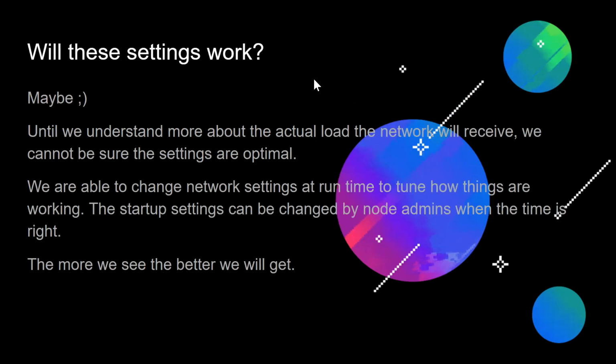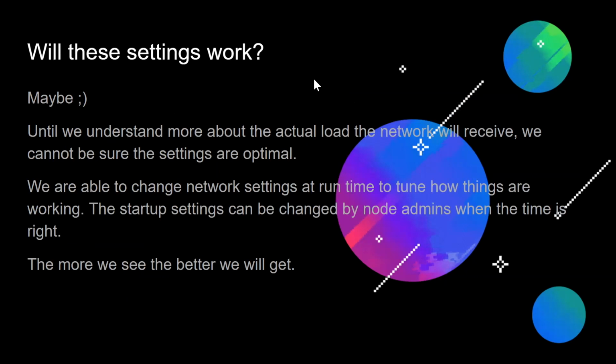So do we think these settings will work? Maybe. The thing is, we don't really know what the network load is going to be, how many transactions we're going to get, how many markets. So this is our approximation of what we think will keep the network safe, keep it up, stop it from being overloaded, and get it running for now.